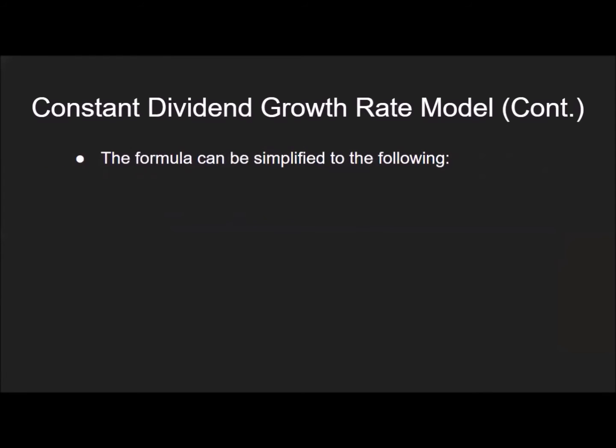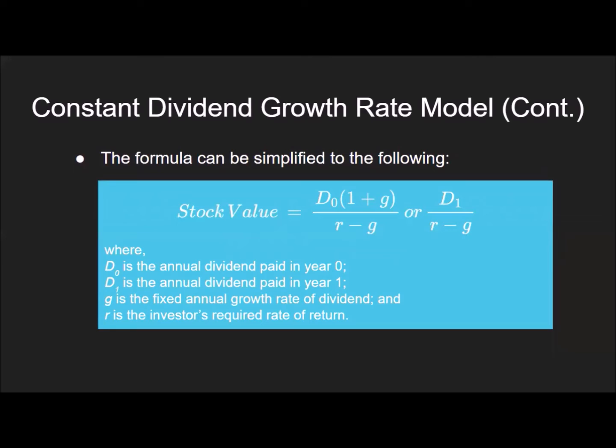The previous formula can be simplified to the following. D0 is the dividend paid in year 0. D1 is the dividend paid in year 1. G is the fixed annual growth rate of the dividend. R is the investor's expected rate of return.